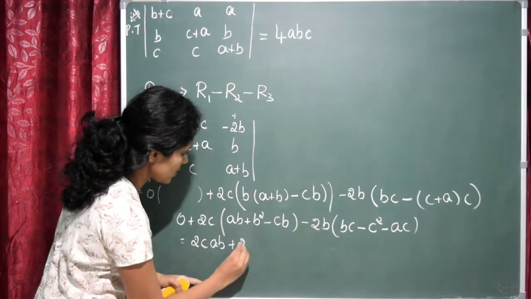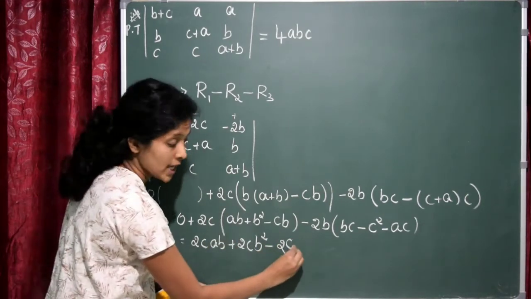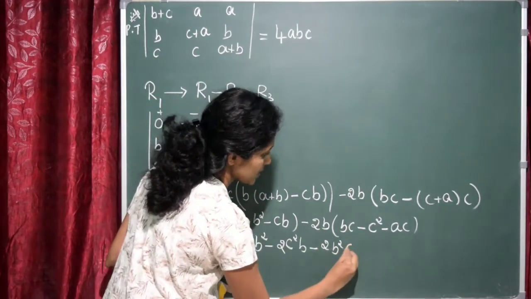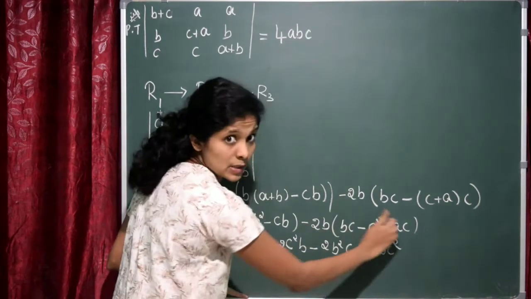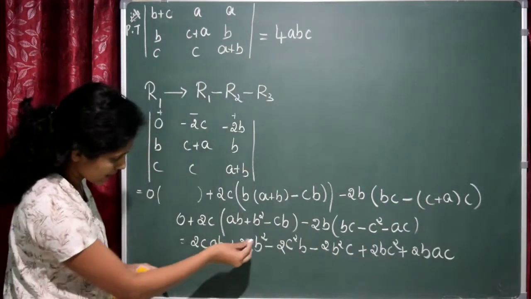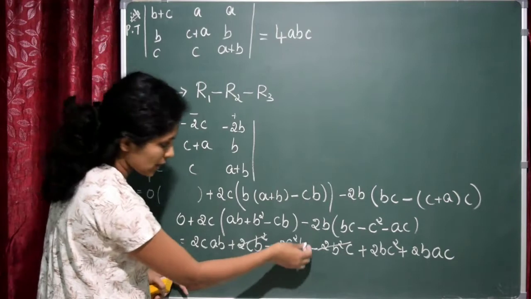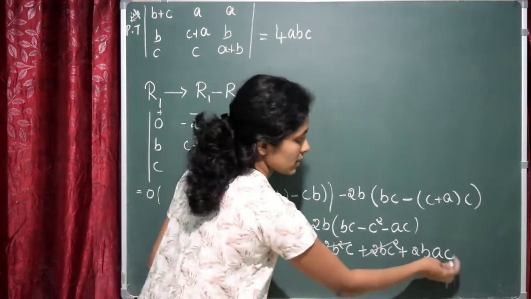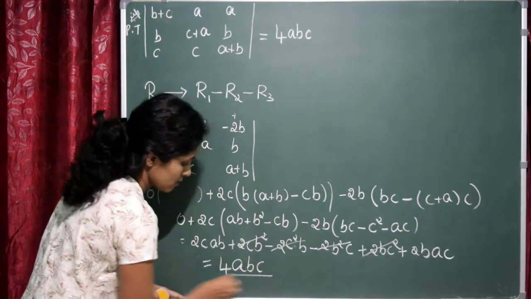Next plus 2cb square minus, this will be now 2 into c into c, so 2c square b, minus 2b square c, and minus into minus will be plus 2bc square, minus into minus will be plus 2bac. Now obviously something will get cancelled. 2cb square and 2cb square, plus 2c square b minus 2c square b. Now remaining are 2cab and 2abc. Both are same, so this is equal to 4abc. Proved. Is it clear?